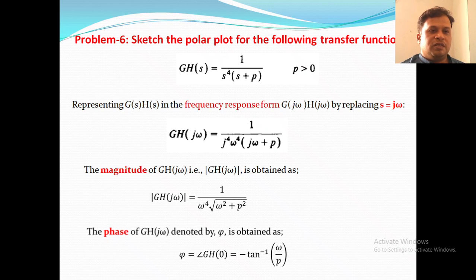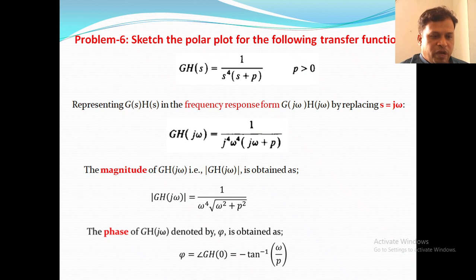One more thing: if the power increases, say s power 4, a question such as sketch the polar plot for the following transfer function can also be asked. If the equation G(s)H(s) is 1 by s power 4 into (s plus p), then represent G(s)H(s) in frequency response form, G(jω)H(jω), by replacing s equal to jω. We get the following equation where you substitute s equal to jω.